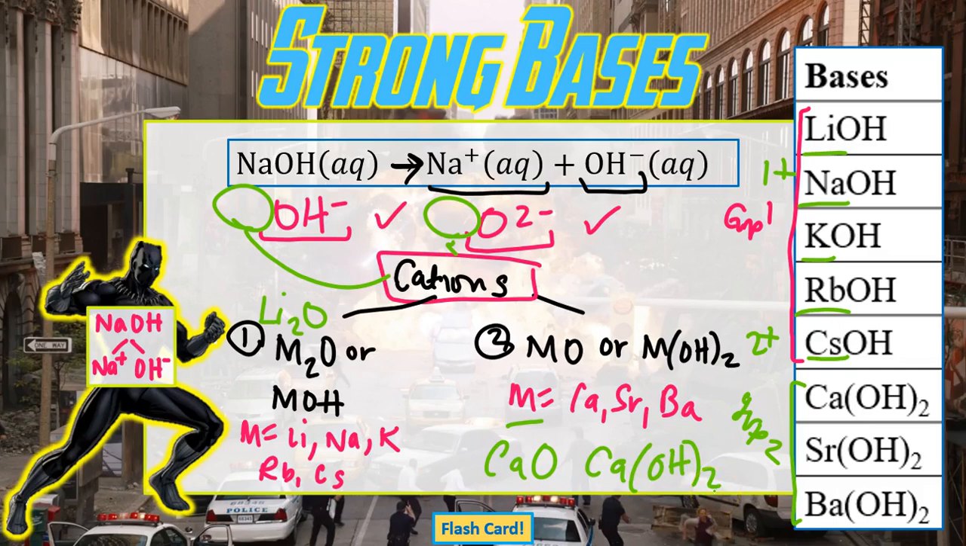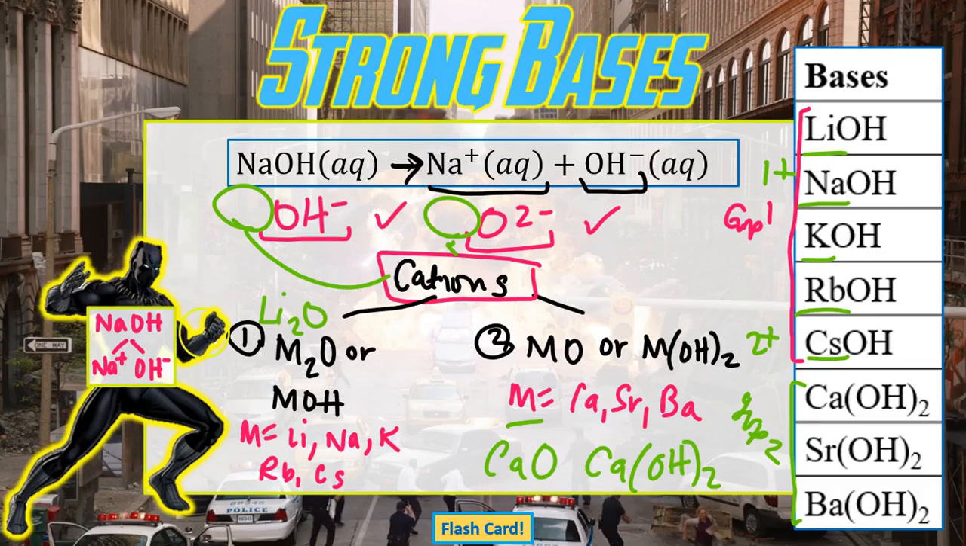Again, what I do is try to memorize what's given to me, group 1, and then the handful of group 2 ones. Anything outside of these parameters would be considered a weak base, folks, right? So we have to keep that in mind when we're layering information and distinguishing.